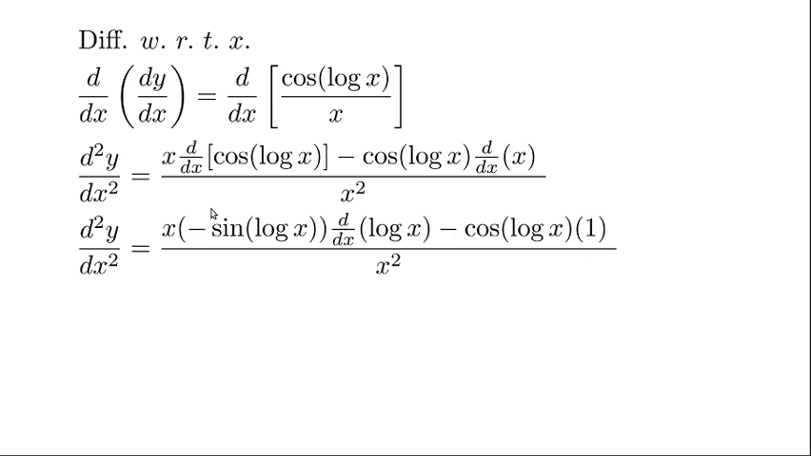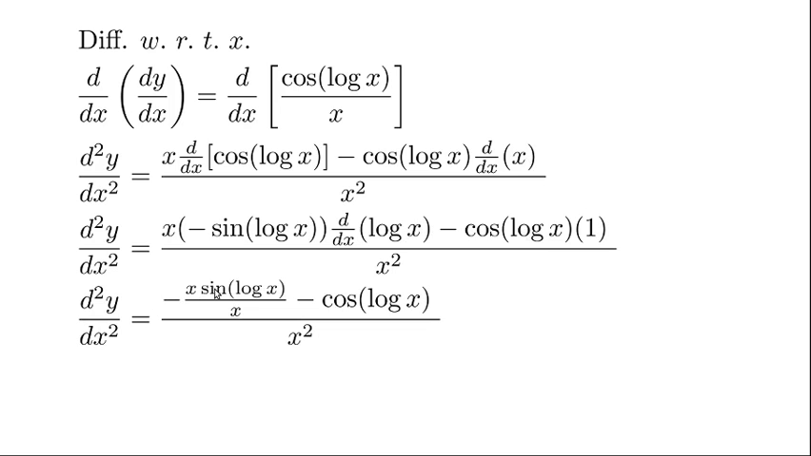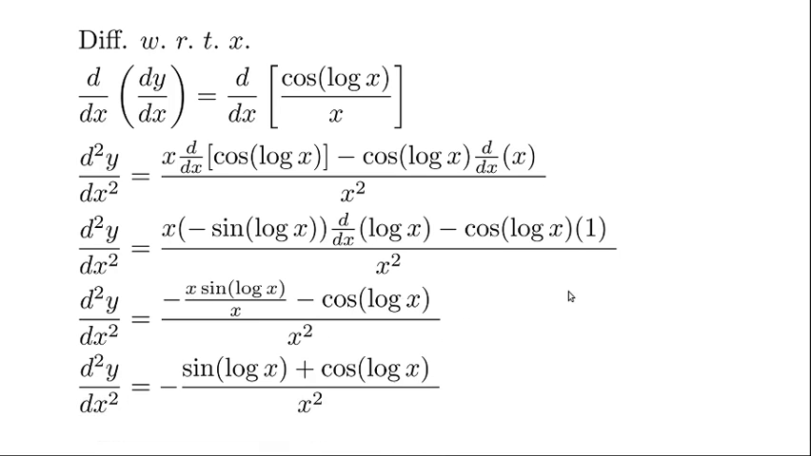Derivative of cos log x is minus sin log x into derivative of log x, minus cos log x as it is, derivative of x is 1, and here the log x derivative will be 1 by x. So it becomes minus x sin of log x upon x, minus cos of log x, upon x square. And here these two x get cancelled and the minus sign is taken out. We get d square y by dx square equal to minus of sin of log x plus cos of log x, upon x square.